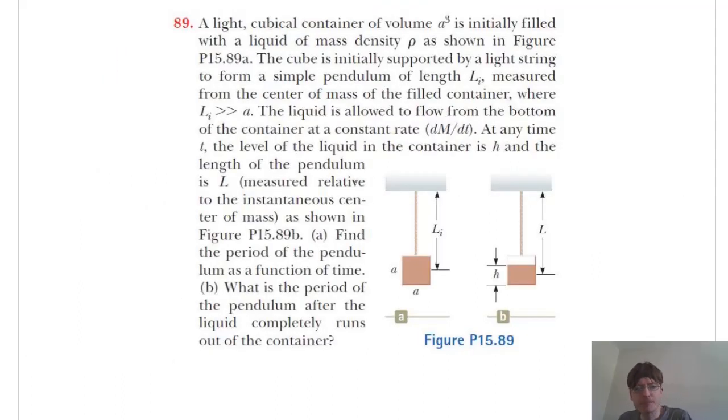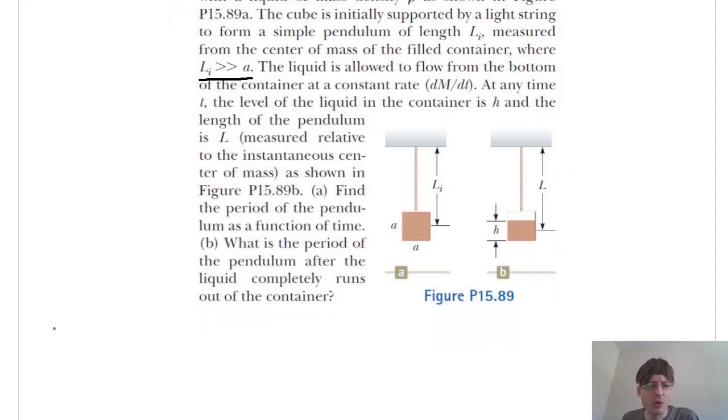Here's a pendulum with mass that drains out of the bob of the pendulum. Now, one thing to note is it's not drawn to scale. We're supposed to assume that Li, which is the distance from the top to the center of the cube, is way bigger than the size of the cube. So therefore, I'm going to assume it's a simple pendulum. Therefore, I know what its frequency is.